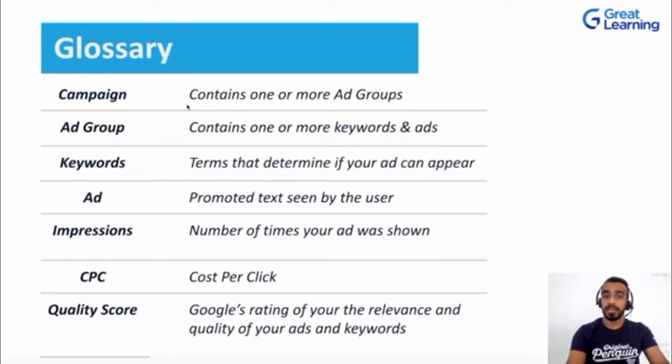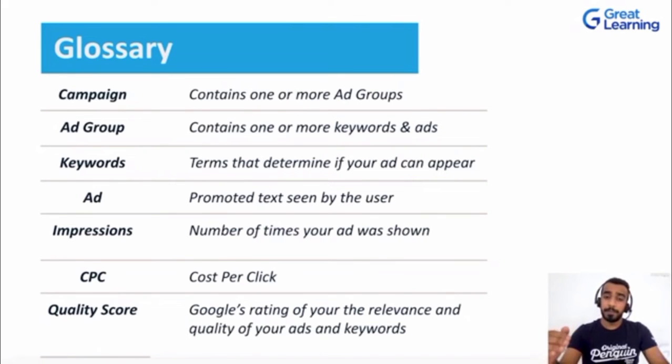Coming to the definition itself, a campaign contains one or more ad groups. An ad group contains one or more keywords and ads. And the keywords are the terms that define if the ad can appear. The ad itself is the promoted text which is seen by the user. Why I'm saying promoted text is because on Google search campaigns, you can only use text which is seen. I'm sure you would have used Google search a lot of times, and the ads you see are only text based, right? So that is what we are mentioning here.